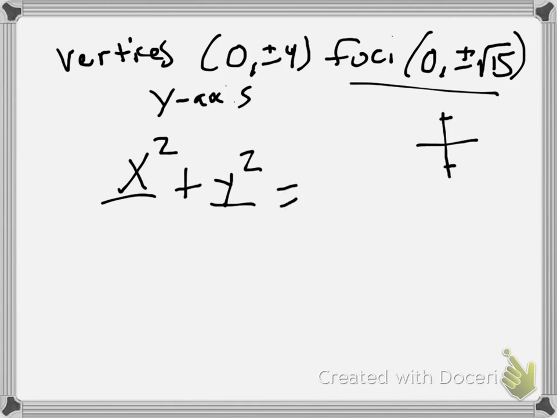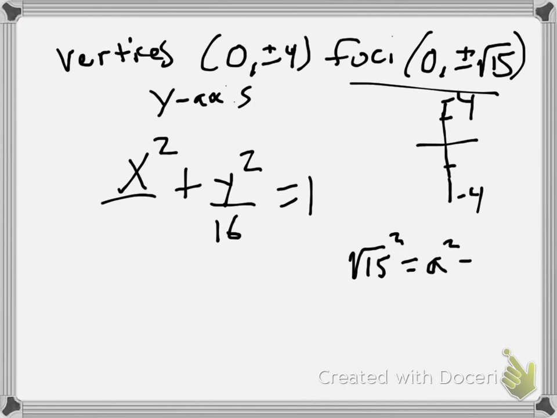So my vertices for this one on my y are going up to 4 and then down to negative 4. So it goes out to 4 in each direction, so a squared should be 16, or 4 squared. Now we have to find that b squared again. So, again, our c squared equals our a squared minus our b squared.